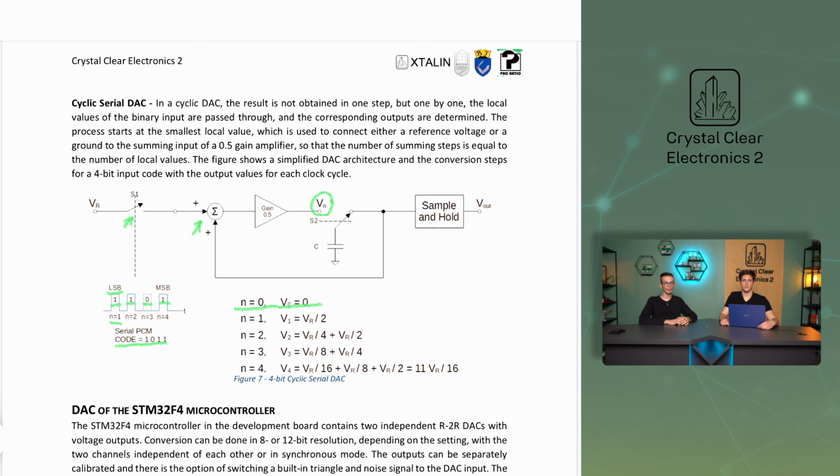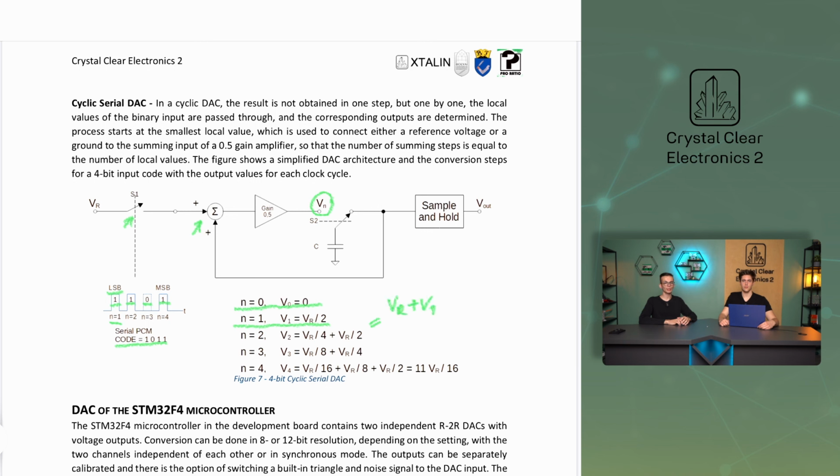When n is equal to 1, the bit is 1, so the reference voltage, so to speak, arrives at the circuit's input and then passes through the 0.5 gain amplifier, so V1 is half the reference voltage. In iteration 2, the bit is again 1, so the reference voltage also arrives at the circuit's input. Note, however, that because of the feedback here, we get V1 back on the other branch, which was Vreference divided by 2.